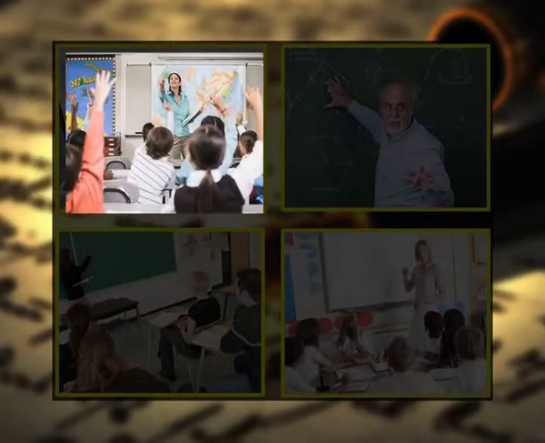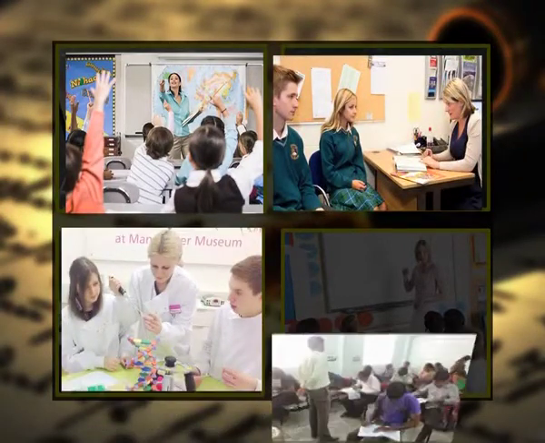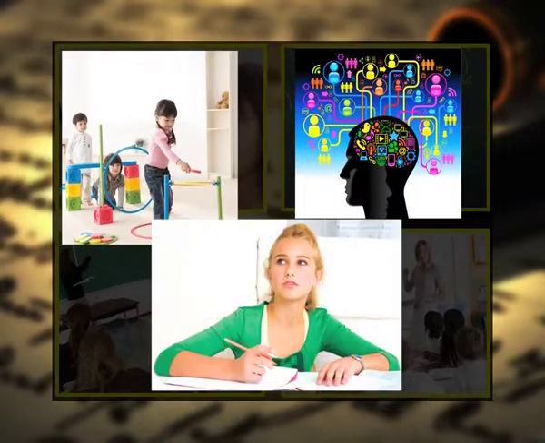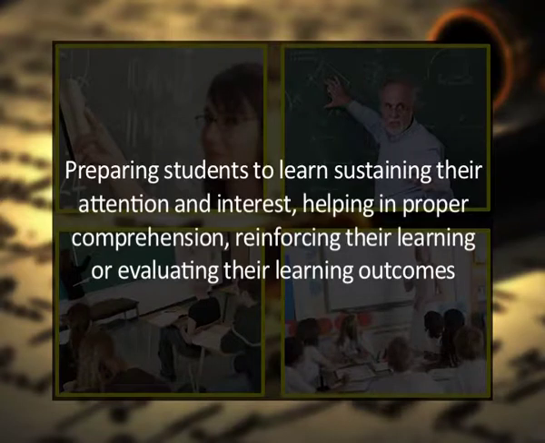Teaching tasks consist of many activities that need to be planned and organized according to the available situations and circumstances. These include the type of role to be played by the teacher, such as philosopher, motivator, counselor, demonstrator, and supervisor; the type of educational objectives to be achieved; the type of learning in which the learner is to be engaged, be it motor learning, concept learning, problem solving, etc.; and the stages or components of learning, such as preparing students to learn, sustaining their attention and interest, helping in proper comprehension, reinforcing their learning or evaluating their learning outcomes.